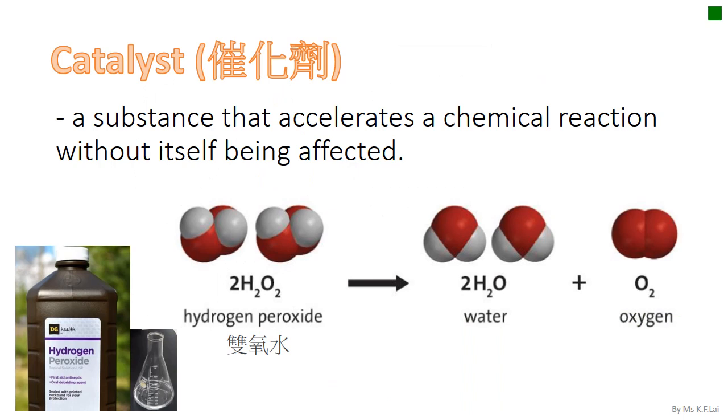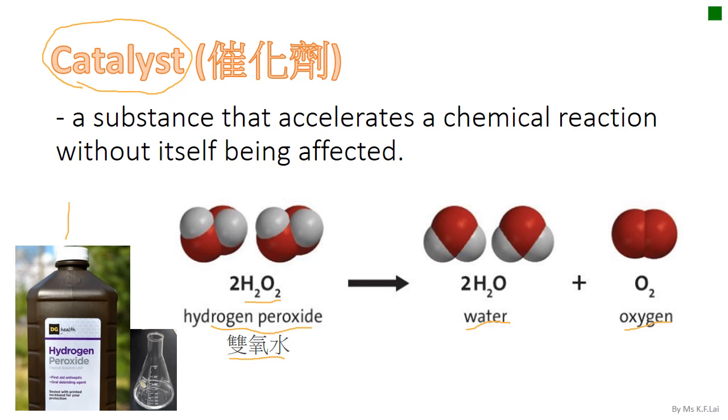Here, I need to explain another important chemistry term to you, catalyst. What is a catalyst? It is a substance that speeds up, accelerates a chemical reaction. For example, if I have a chemical reaction, H2O is water. H2O2, we have 2 oxygen, so we call it 雙氧水 in Cantonese. This one in English is hydrogen peroxide. When you put hydrogen peroxide in room temperature, it will slowly break down to form water and oxygen.